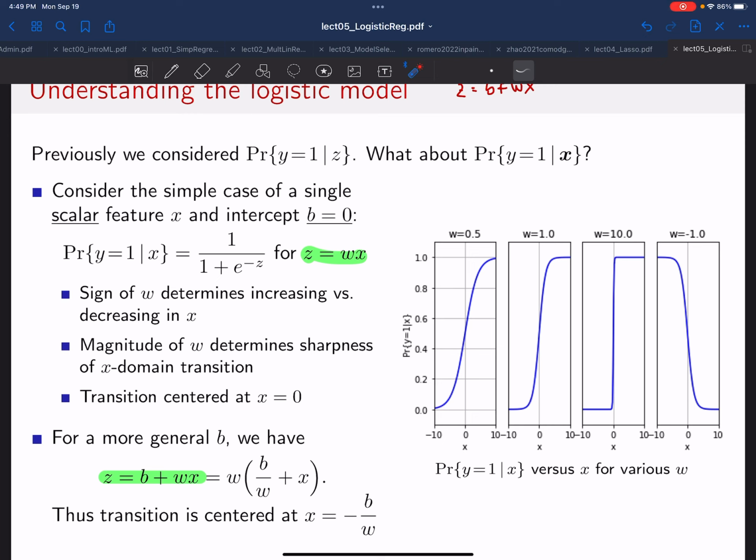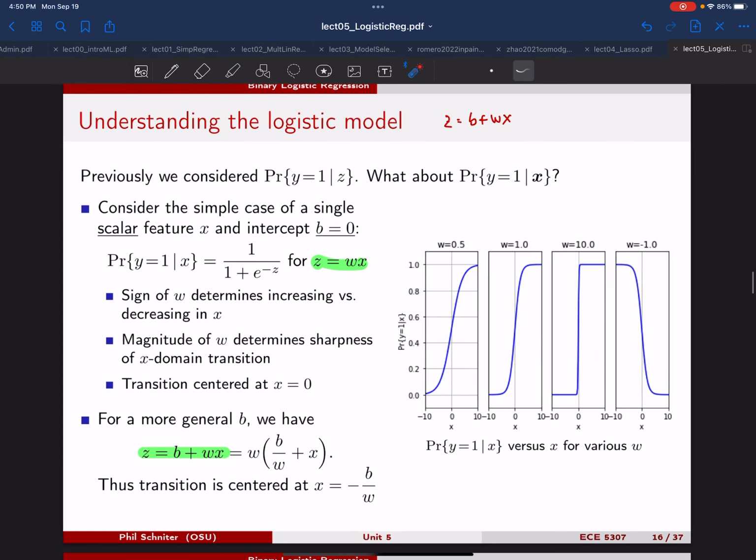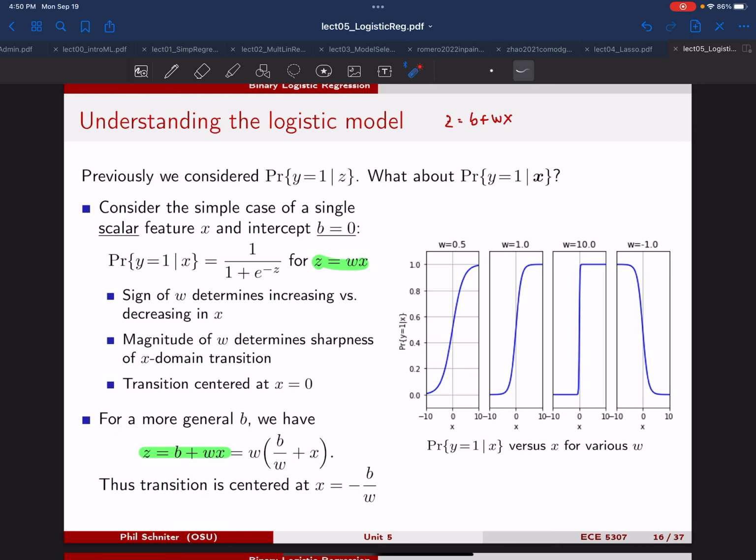z depends on all of our x's, using this logistic sigmoid, but the intercept results in a shift. The scaling coefficients w determine the sharpness. And that's how it behaves in the end. All right. Any questions so far? All right.